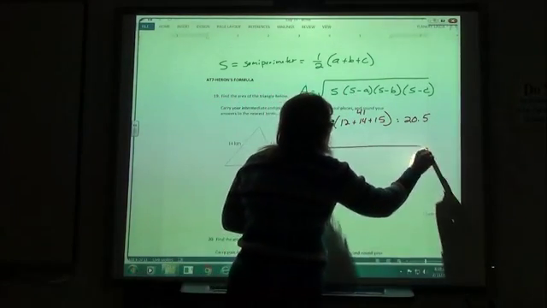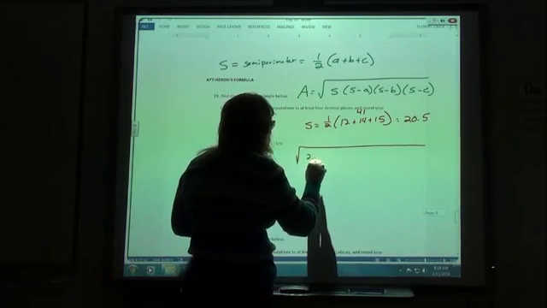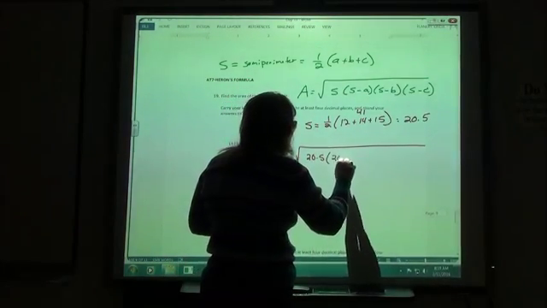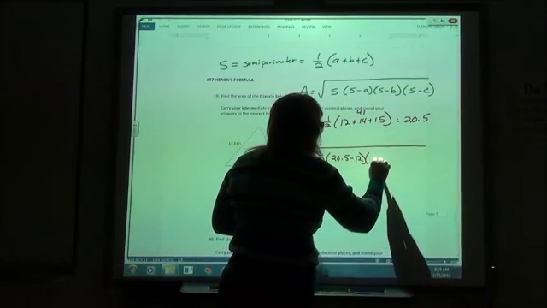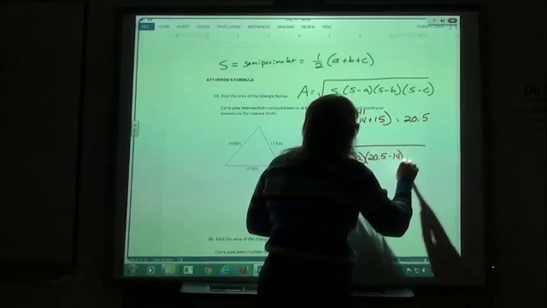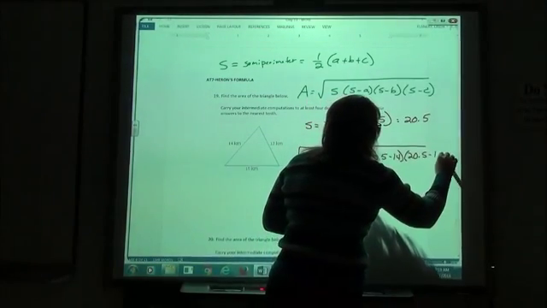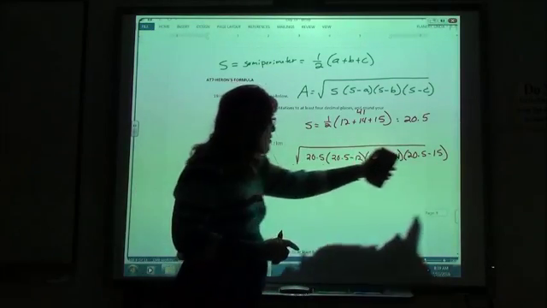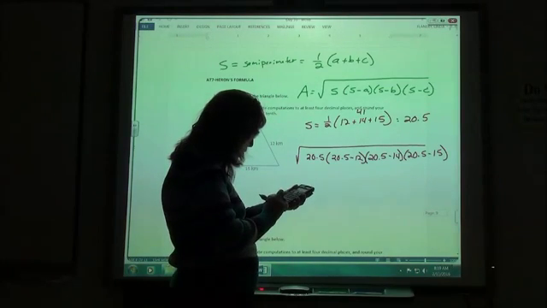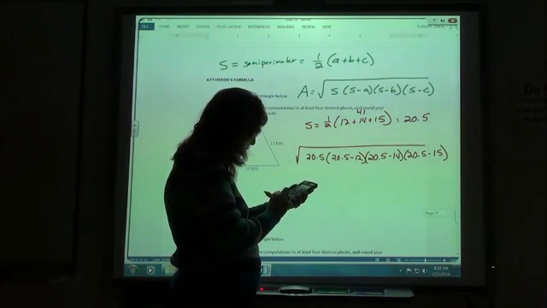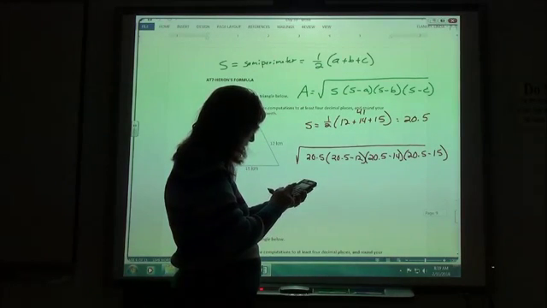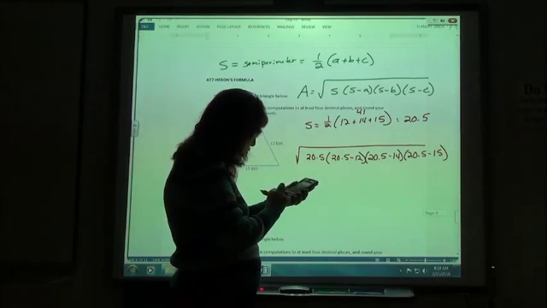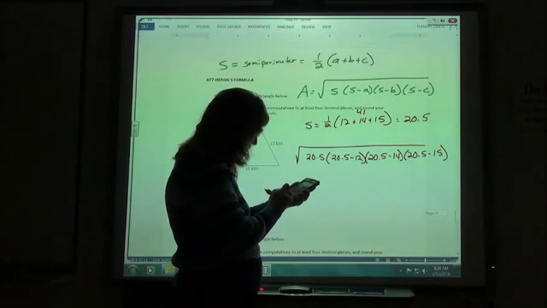Putting that into the formula for area, I would do the square root of 20.5 times 20.5 minus 12 times 20.5 minus 14 times 20.5 minus 15. I'm just going to use my calculator and do all of that together just like it looks with the parentheses. So I'm going to start with 20.5 parenthesis, 20.5 minus 12 parenthesis, parenthesis on the other side, 20.5 minus 14 parenthesis, and then parentheses again, 20.5 minus 15 parentheses.